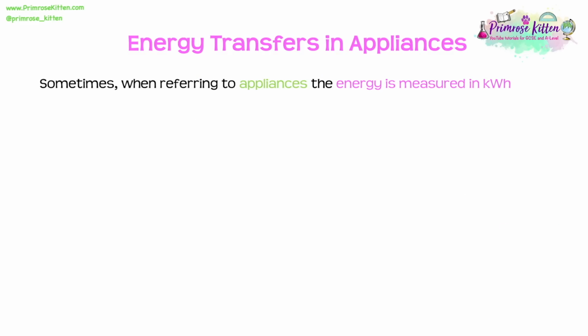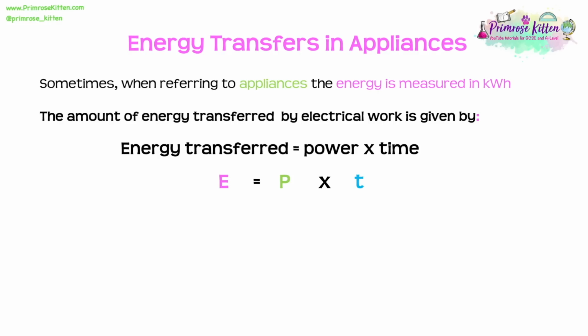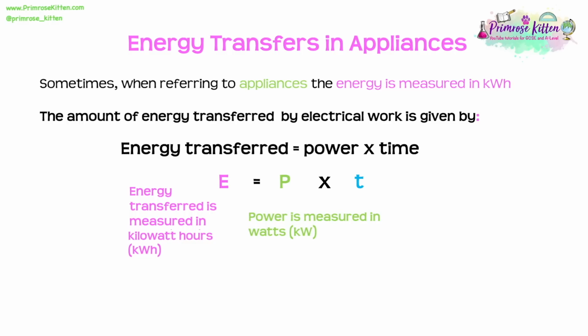Now, it's not uncommon in physics, if the question's about an electrical appliance, that energy may be measured in kilowatt hours. Now, if this ever did happen, then we can use this exact same equation, however using slightly different units. The energy transferred is now measured in kilowatt hours. To be consistent with this, the power would be measured in kilowatts. And then finally, the time would be measured in hours.